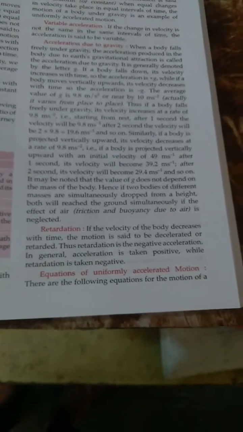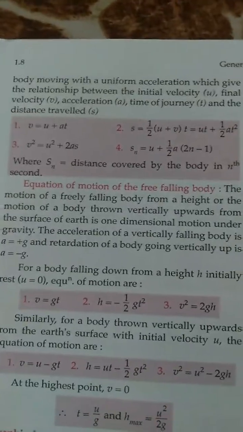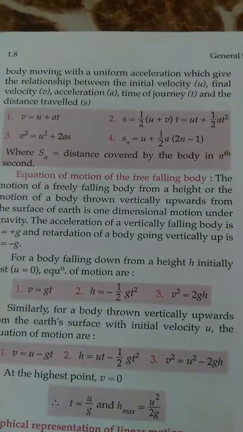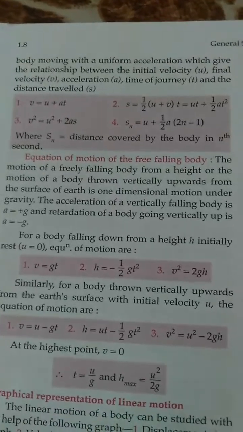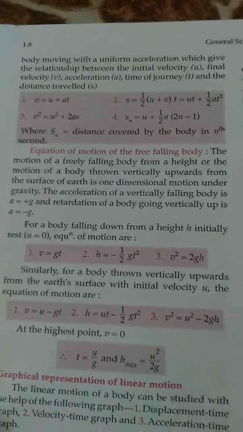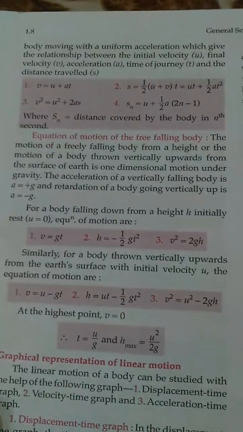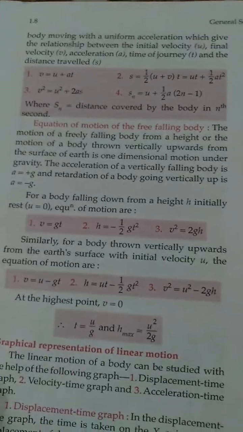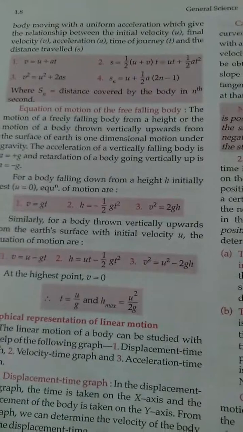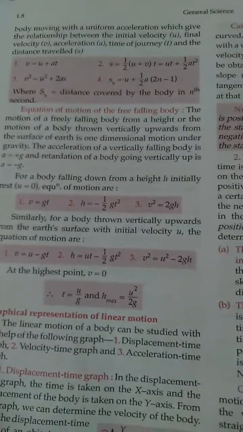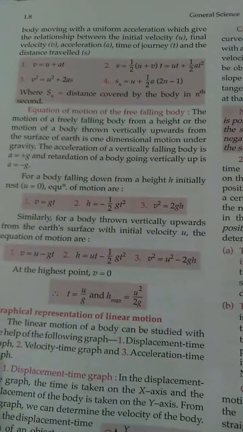They are the following equations for the motion of a body moving with a uniform acceleration, which give the relationship between the initial velocity and final velocity, acceleration, time of journey, and the distance traveled. v equal to u plus at, s equal to half (u plus v) multiplied by t, s equal to ut plus half at square, v square equal to u square plus 2as, s_n equal to u plus half a(2n minus 1), s_n being the distance covered by the body in the nth second.